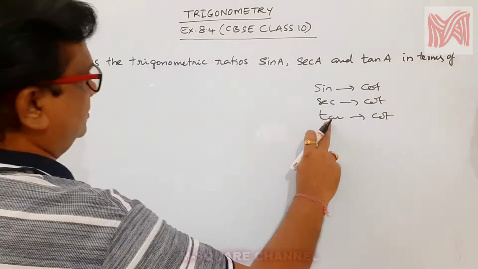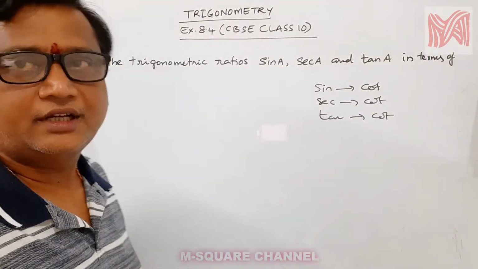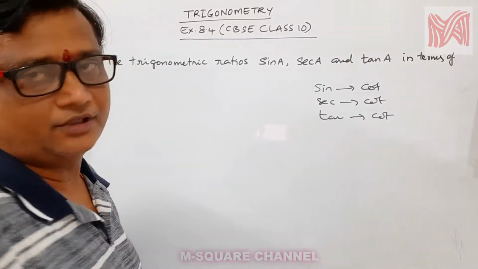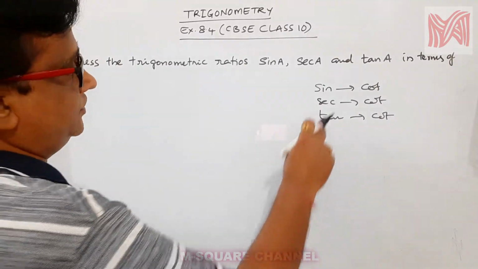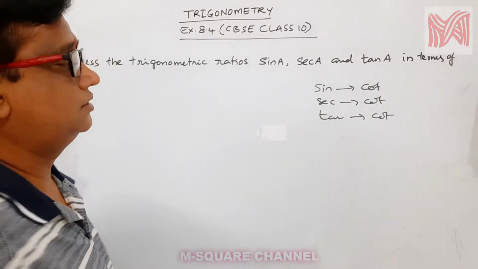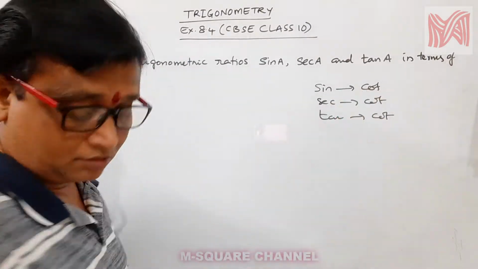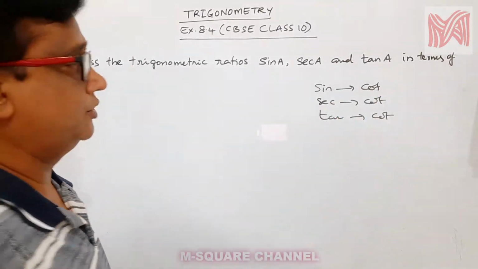It is very simple. Tan and cot are reciprocals. We can write in the form of reciprocal. Tan A equal to 1 by cot A. But secant A converts into cot and sin converts into cot. This is the most important.